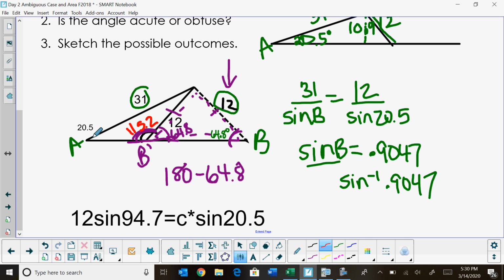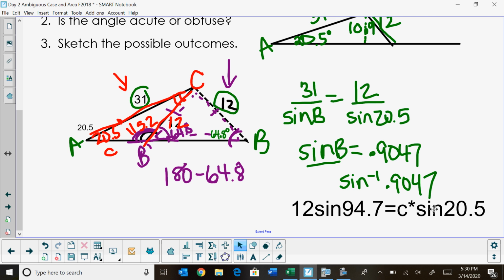So A is going to remain 20.5. That was a given. There's nothing we can do. It's not going to change. Side B is going to remain 31. It was given. Side A, little a, is still 12. But what is going to change is angle B, angle C, and side C. Since angle B is now the obtuse angle, that means side B is now the longest side. And C over here is going to be kind of small. This angle up here is going to be small, and its opposite side is going to be kind of small. So let's calculate the new C.